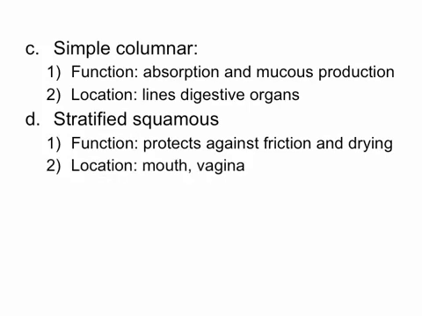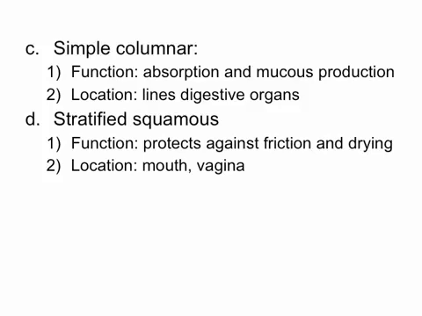Taking a look at the pictures here, on the bottom left you can see a simple columnar epithelium. That's going to be one layer of column-shaped cells. And again, the green structure on the bottom is the basement membrane to which all of the cells are anchored down. On the top right, you can see the stratified squamous epithelium.